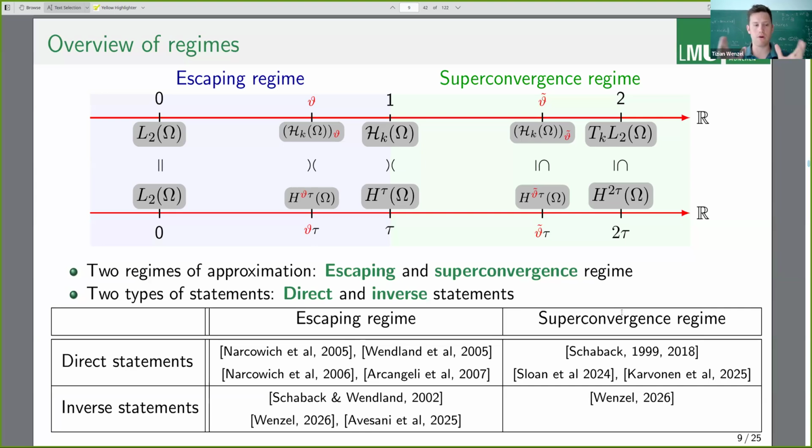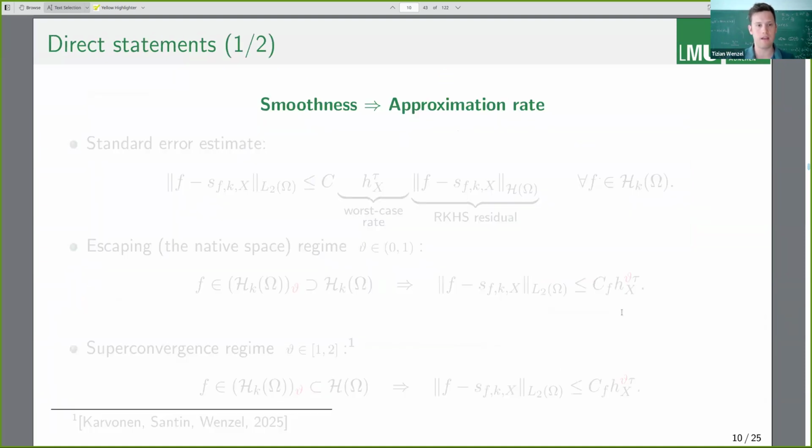We see that in both regimes, for both the direct statements and the inverse statements, there are a lot of results, and especially some results where I was able to contribute as well. What we see here is that all these cases are covered. Now let's have a look into some details, just to give an overview of how these statements look.